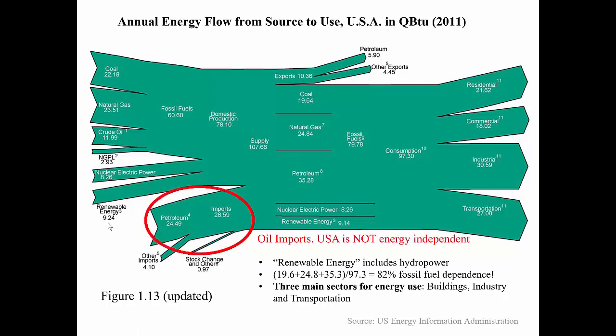The big thing to notice here for the United States is their petroleum imports. Back in 2011 they imported about a third of their energy supply in terms of petroleum from abroad, a lot of it from Canada. And so the U.S. is not energy independent. They're probably more energy independent now because of fracking, and we'll talk about fracking for oil later on in the course. So when you add it all up, they're about 82% fossil fuel dependent.